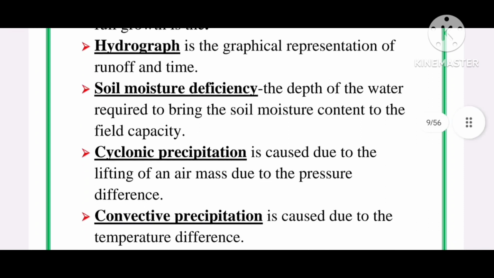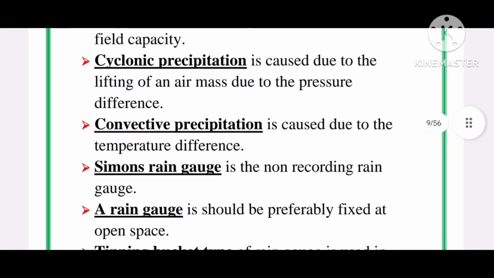Next is cyclonic precipitation. It is caused due to the lifting of an air mass due to the pressure difference. Next point, convective precipitation. It is caused due to the temperature difference.